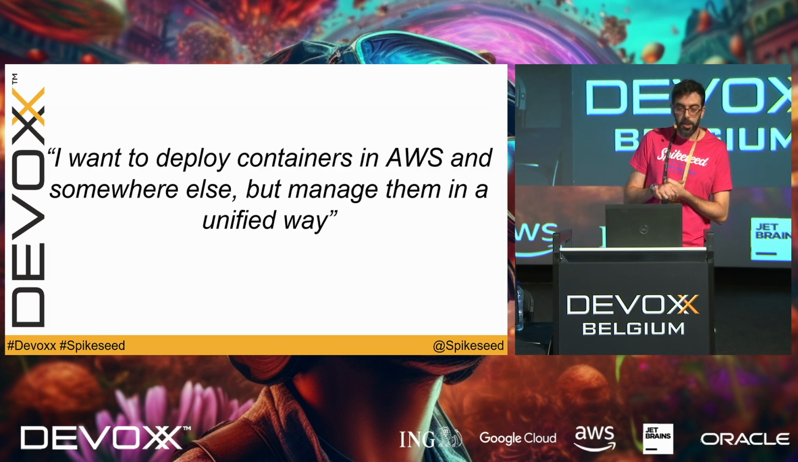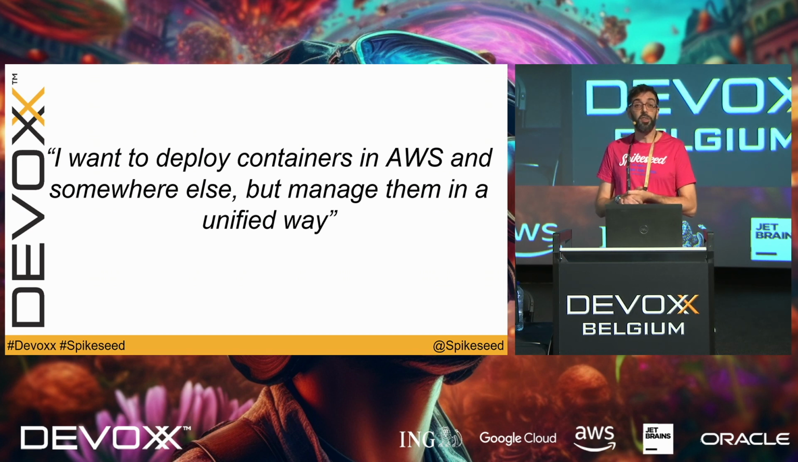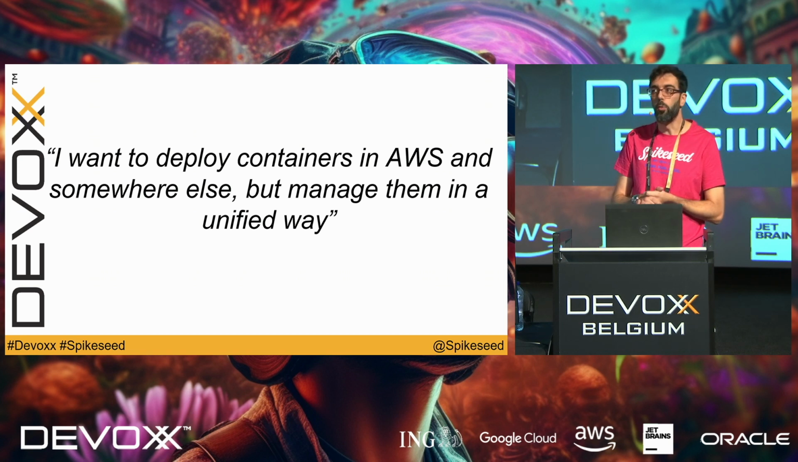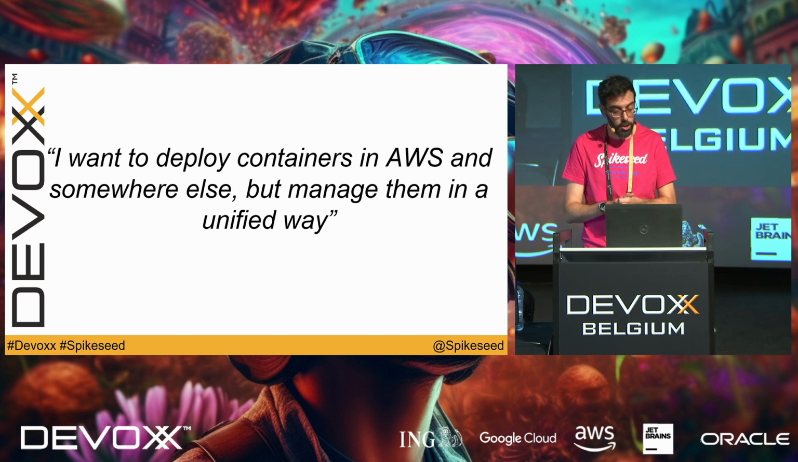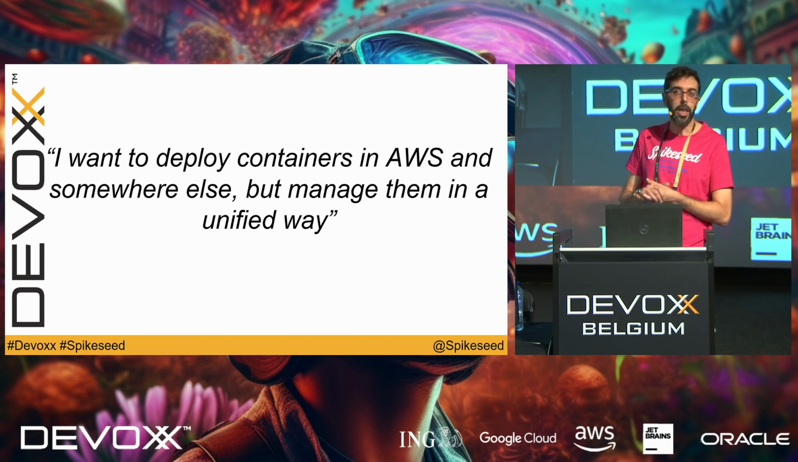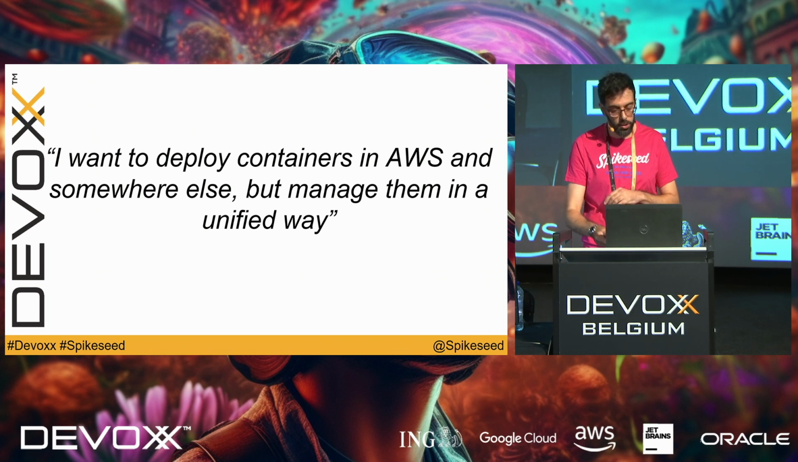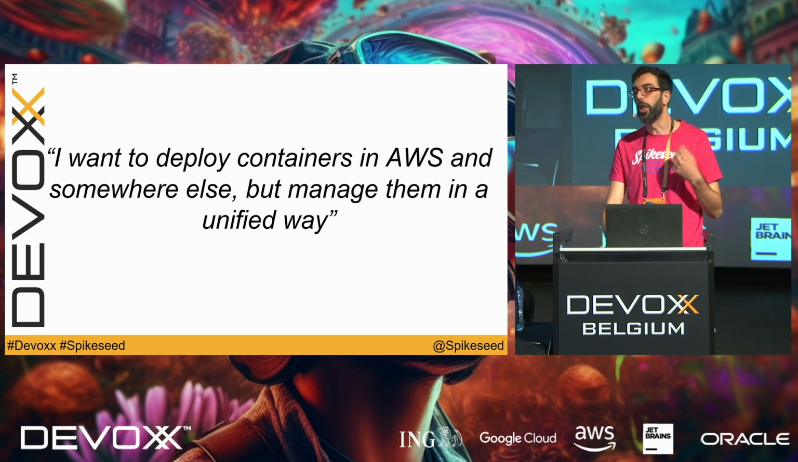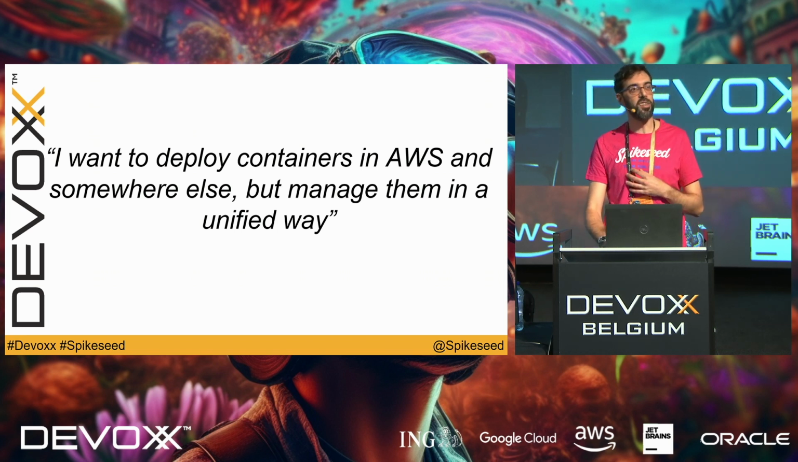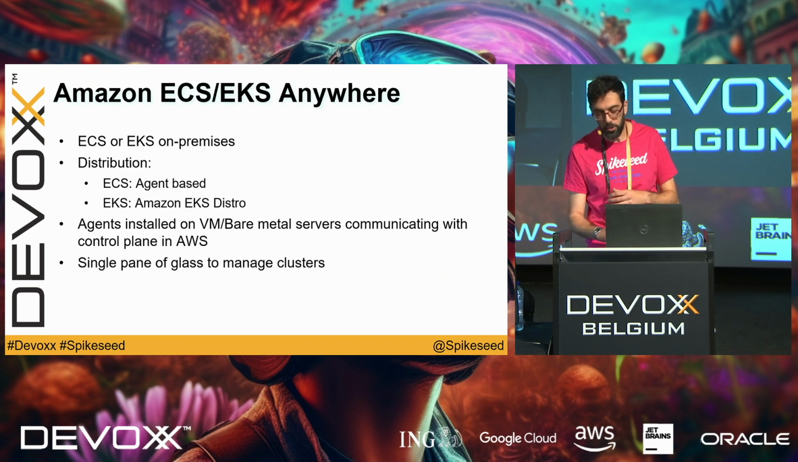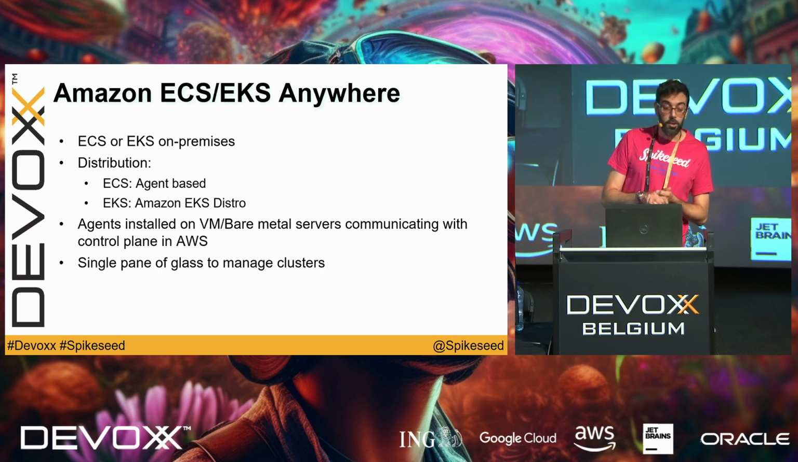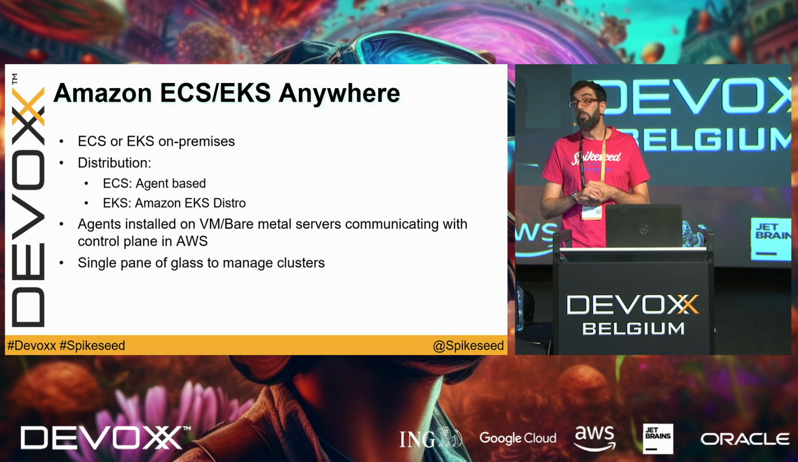Okay, another use case. I want to deploy containers in AWS and perhaps somewhere else, meaning on premises, for example, on my traditional on-premises infrastructure. But obviously, what comes with that is that I don't want to have the headache of having to manage 2 different control planes and containers deployed everywhere. So I want to manage them in a unified way, or, as everybody says these days, in a single pane of glass, sort of.